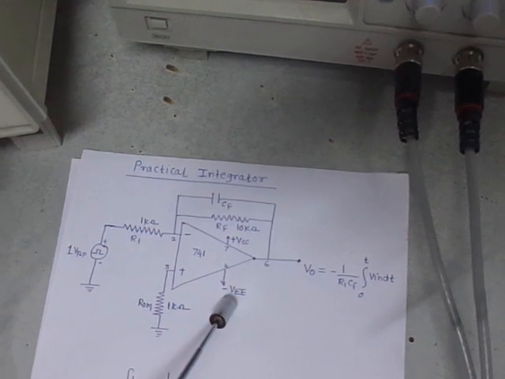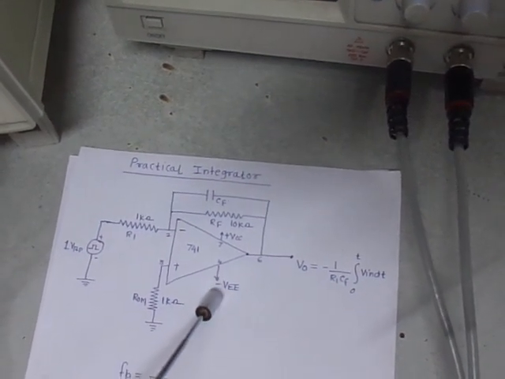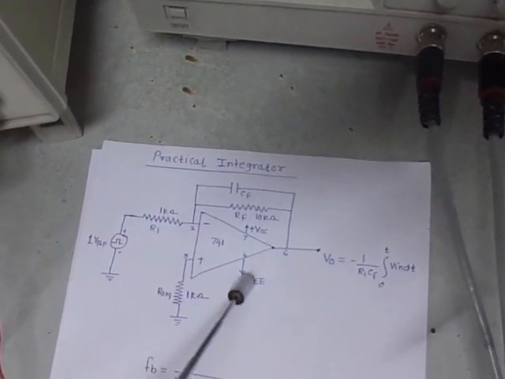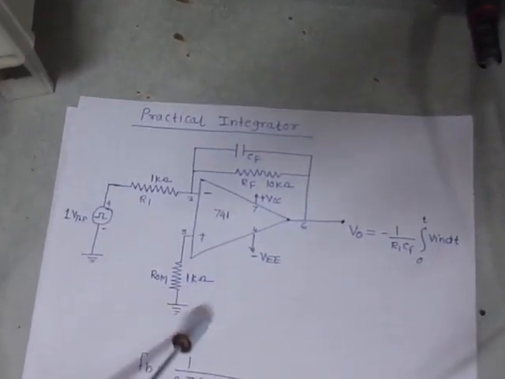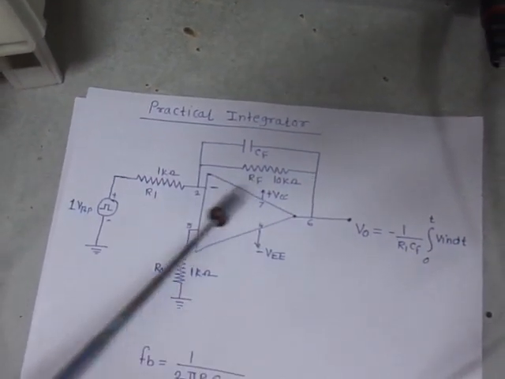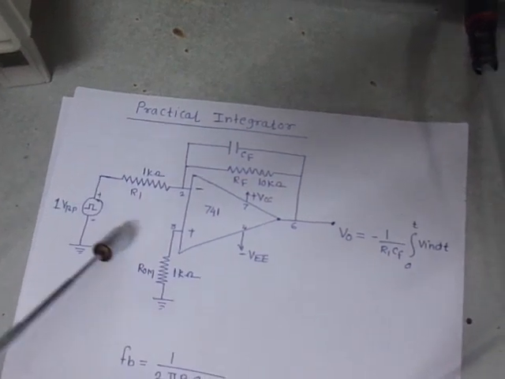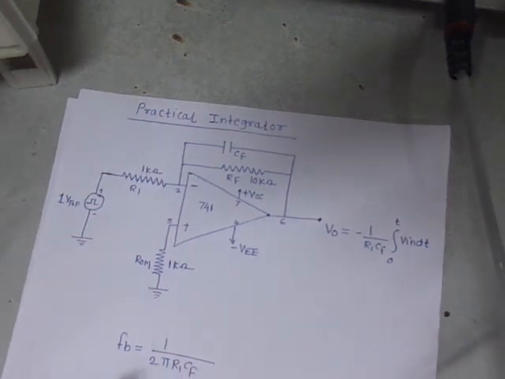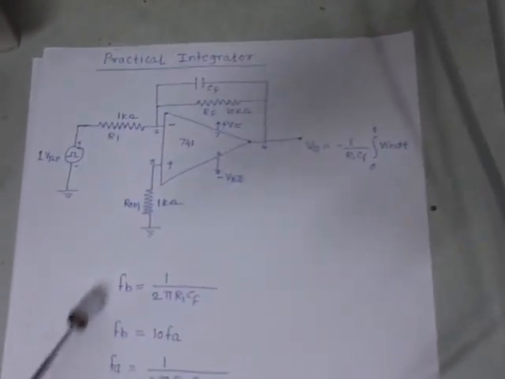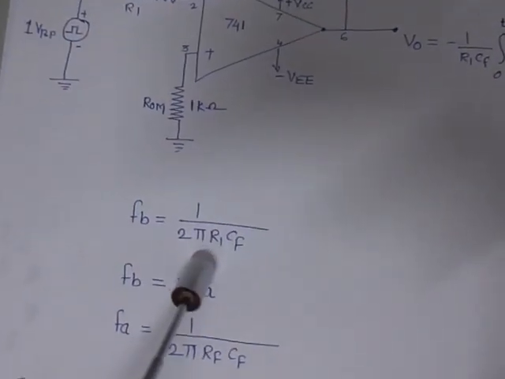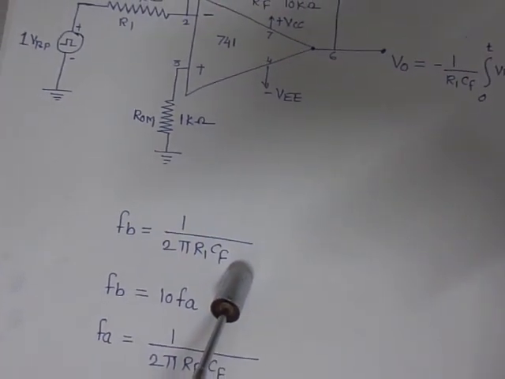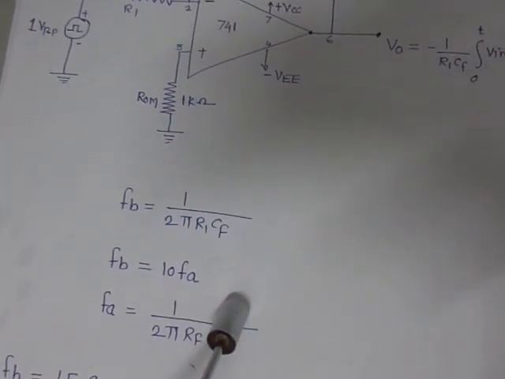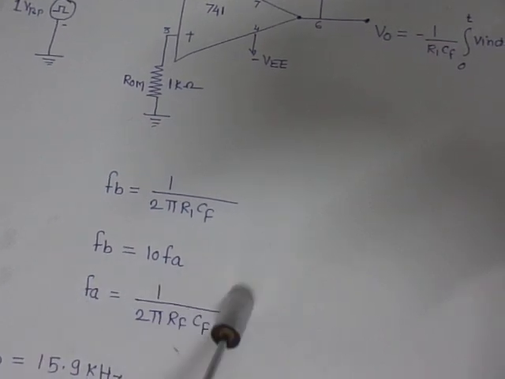So at low frequencies the practical integrator behaves as an inverting amplifier, and as the frequency goes on increasing, if you apply an input square wave, then the square wave gets converted into a triangular wave. The formulas for the design are: the design frequency FB is equal to 1 upon 2 pi R1 CF, FB is equal to 10 times FA, and FA is equal to 1 upon 2 pi RF CF.